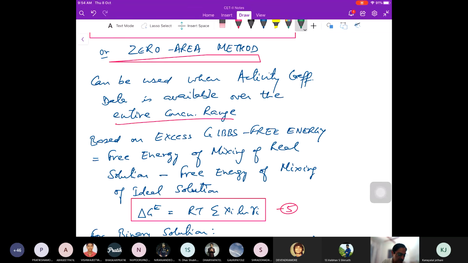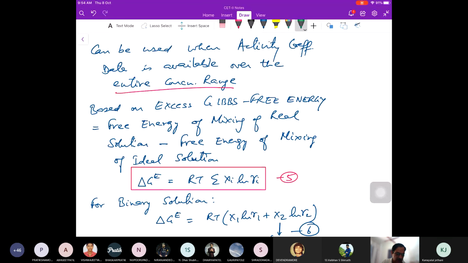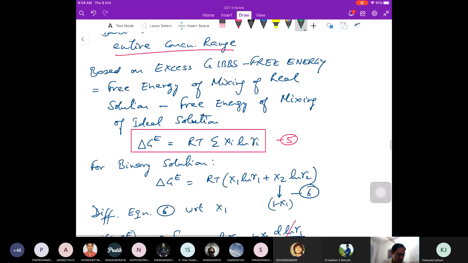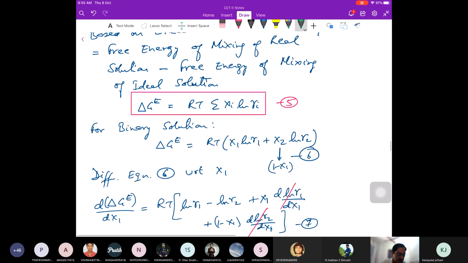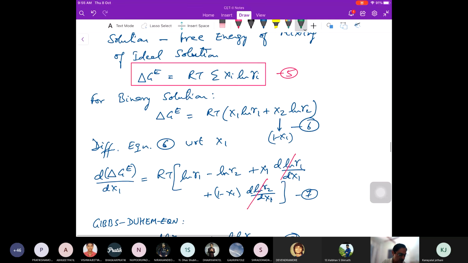Essentially it is free energy of mixing of real solution minus free energy of mixing of ideal solution. We have done this derivation before. Delta G excess is equal to RT summation of xi ln gamma i. We can write this equation for a binary system: delta G excess is equal to RT (x1 ln gamma 1 plus x2 ln gamma 2). And we can write x2 as 1 minus x1, and then we differentiate this equation 6 with respect to x1.